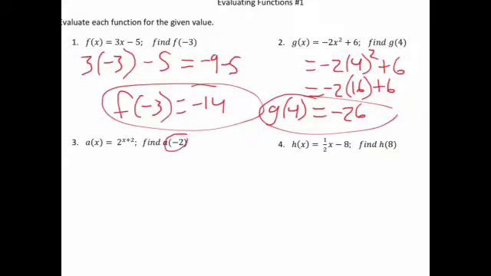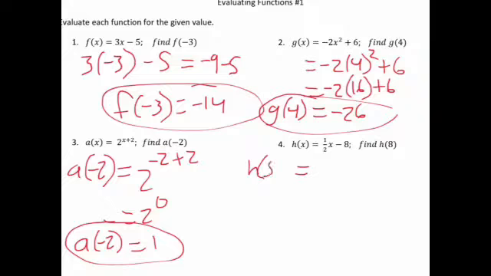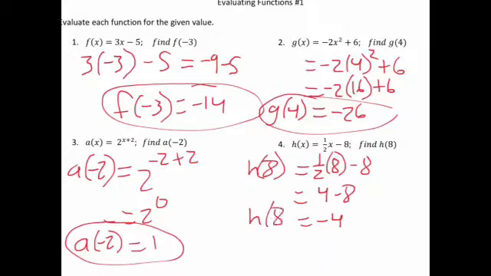Going on to the next one. -2 is going to go in where the x is in my function. So I'm going to get a of -2 equals 2 to the -2 plus 2 power. Well, -2 plus 2 is just 0, so you got 2 to the 0 power, which is just 1. So a of -2 is 1. And moving on to the next one, we need to plug in 8. So we're going to have h of 8 equals 1/2 times 8, where the x is, minus 8. Well, 1/2 of 8 is 4, and 4 minus 8 is just -4, so we got h of 8 equals -4.